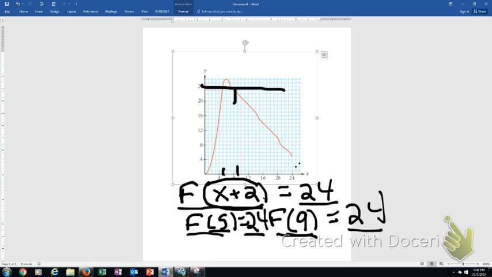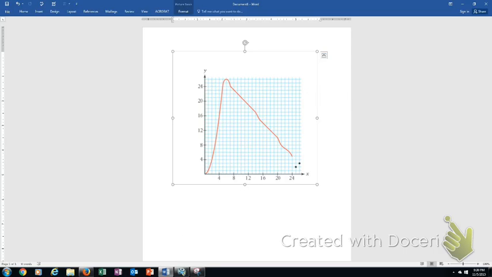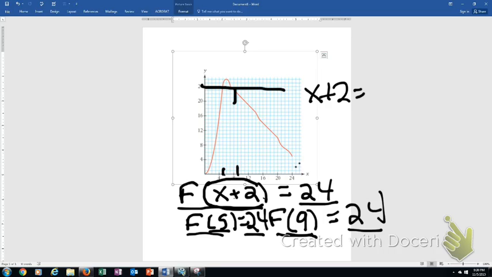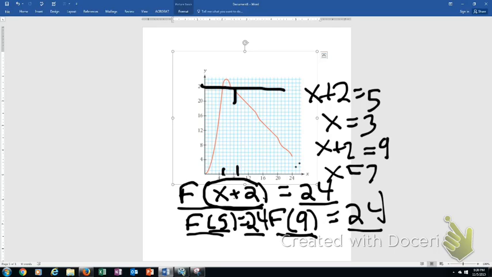So all I would have to do is set x plus 2 equal to the, let me see if I can go backwards. There we go. Equal to the input that would give me my desired output. In this case, 5. So x equals 3. And x plus 2 equal to the other input, which would give me my desired output. In this case, 9. So x equals 7.